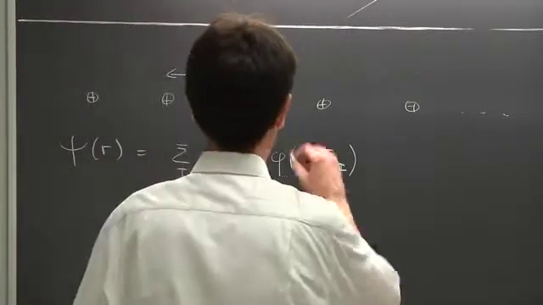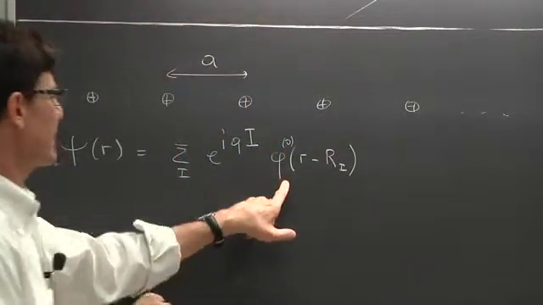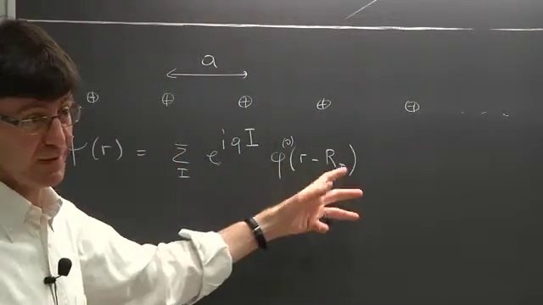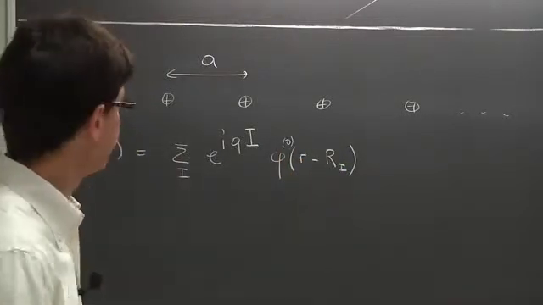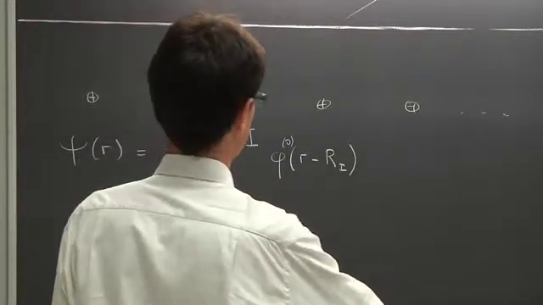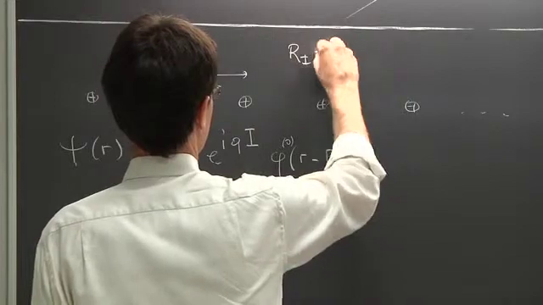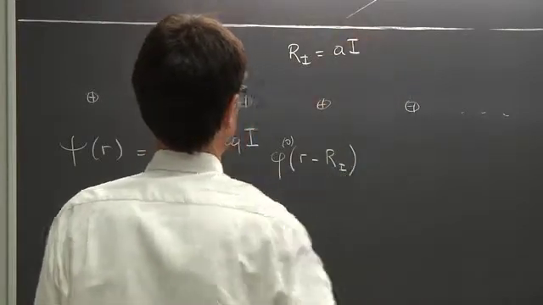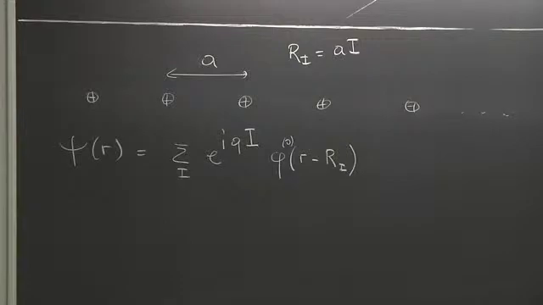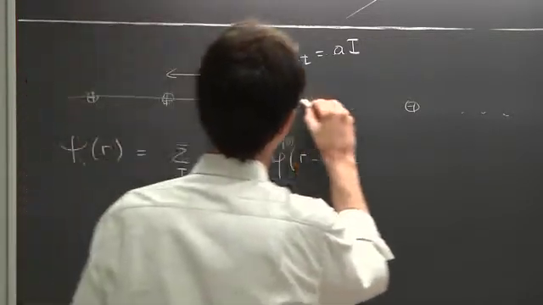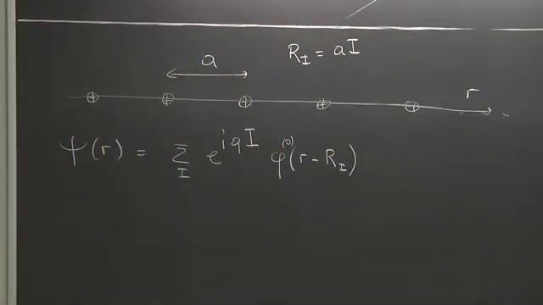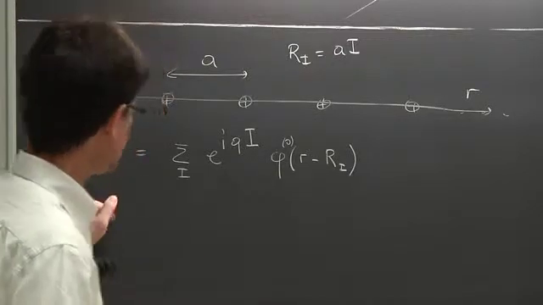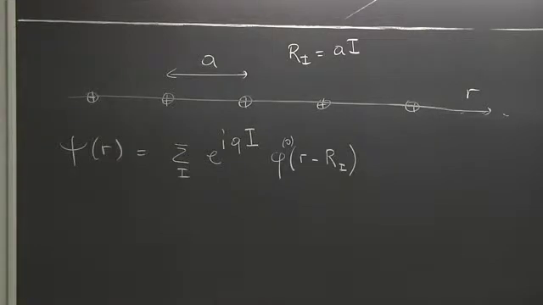Yes, you're right, we put the zero on top. And instead of putting i here, I'm writing explicitly what I mean by that. It's the atomic wave function centered at site R_i. And R_i is a times i. So it's the position along this one-dimensional line. We are in one dimension here. We forget about the extra dimensions. We're just in one dimension. This is the solution that we determined.